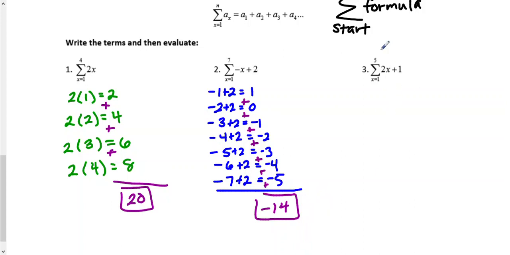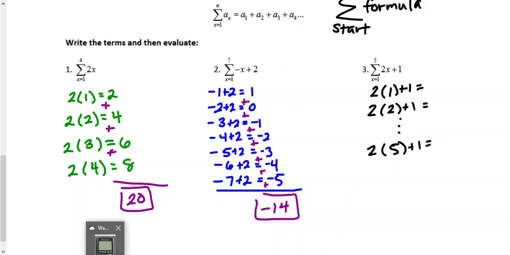Now for number 3, we could do the same thing. You start with 1, so you'd go 2 times 1 plus 1, you get a number. 2 times 2 plus 1, get a number, all the way to 2 times 5 plus 1, and you get a number. But you can actually do all of these crazy E's in your calculator.